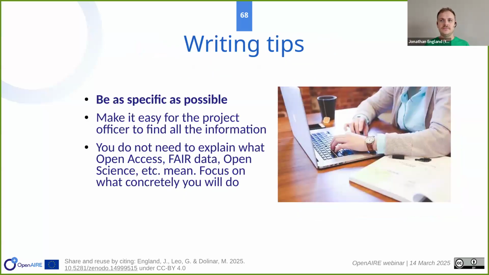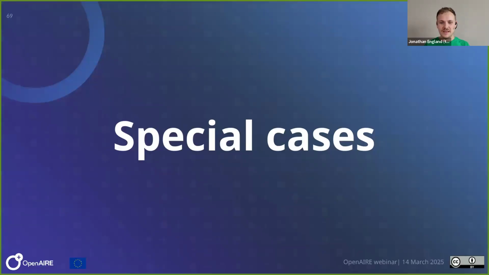So the basic writing tip is be as specific as possible. Make it as easy as possible for the officer to find all this information. And you do not need to explain what open access, FAIR data, open science is. I think this slide is more relevant for the reporting, not for this. Sorry, that's the wrong placement in the talk.